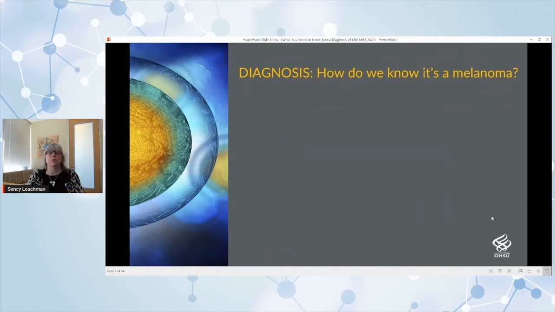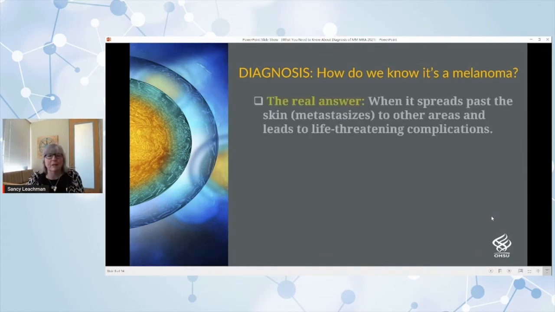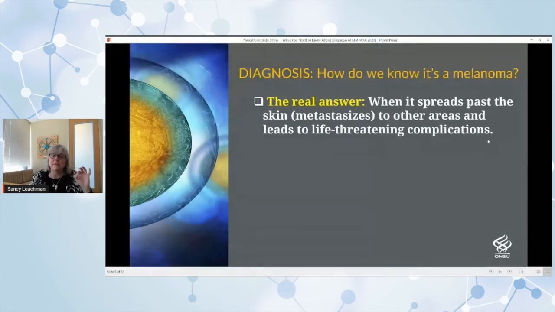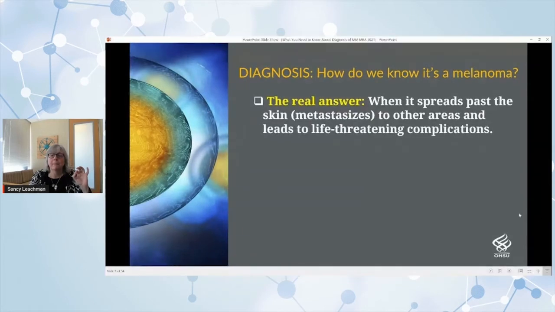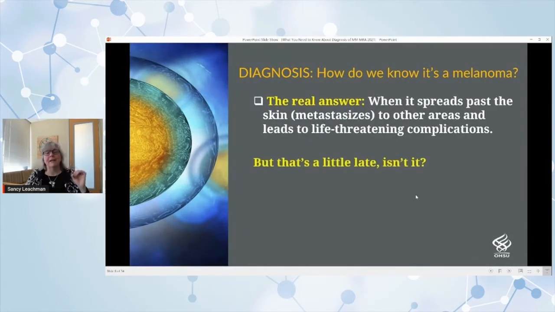So how do we know? So that's the background. All of that was background to get you to the point of how do we know something's a melanoma? And the real answer is you won't know until it spreads past the skin to other areas and leads to life-threatening complications. That's the true definition of knowing when something is melanoma. But as we all know, that's a little bit too late. Wouldn't it be nice to know a little bit earlier than that?